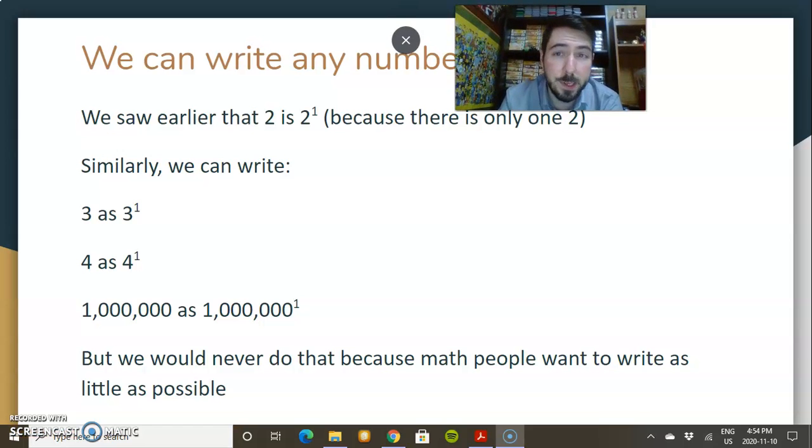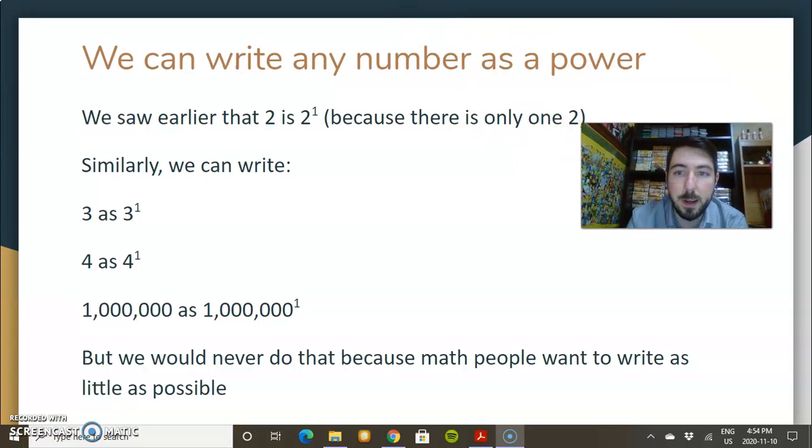And then there was another example, which was the number 3. But basically I just made this as a general slide. We can write any singular number as a power. So like 2, we can write it as 2 to the power of 1. We can also write 3 as 3 to the power of 1. 4 can be 4 to the power of 1. 1 million can be 1 million to the power of 1.